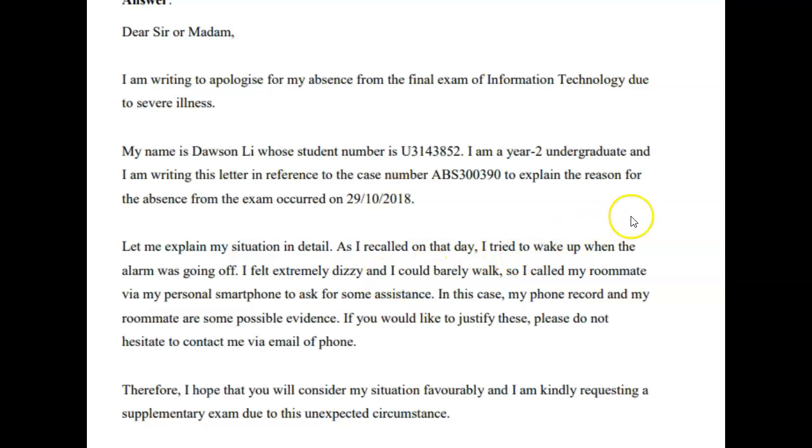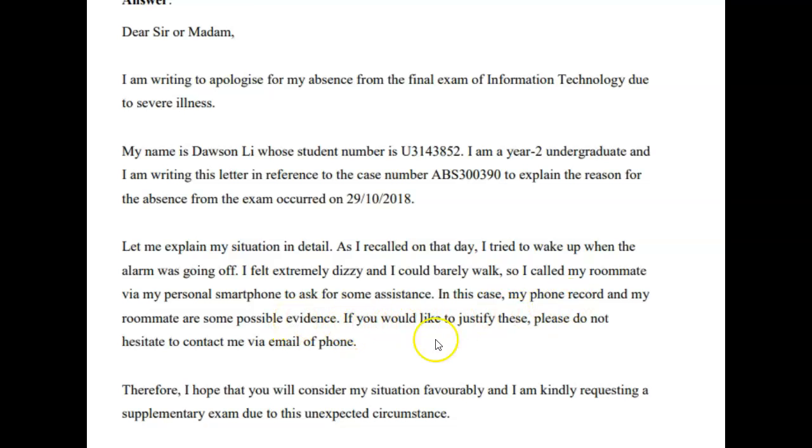Let's see, I tried to wake up when the alarm went off, which I also don't like because using phrasal verbs in formal letters is not such a great idea because they're very informal. So let's try one more time. As I recall, on that day, I tried to wake up when the alarm rang. I felt extremely dizzy and I could barely walk, so I called my roommate via my personal smartphone to ask for some assistance. In this case, my phone record and my roommate could provide possible evidence. That sounds better.